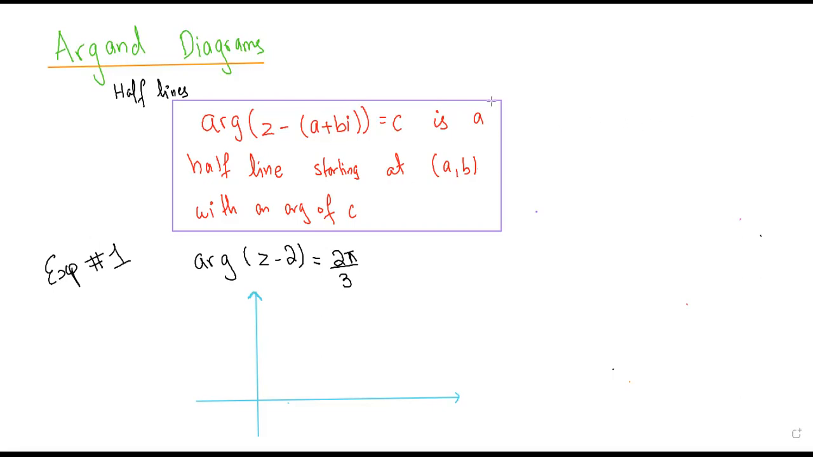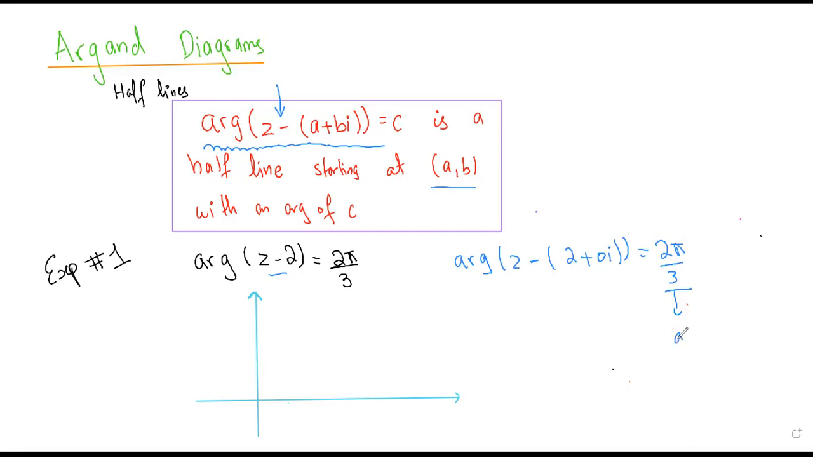Now, Ranjani, how do we make half lines? I'll tell you. If this is the general form, they're saying this is a half line starting at (a, b). So what would be our starting point? Is it minus 2 and 0? No, wait. I told you earlier as well, it is 2 and 0. Yes. First, write it down in the general form. The examiner is obviously not going to do that for you. So it would be argument of z minus (2 plus 0 iota) equals 2 pi by 3.